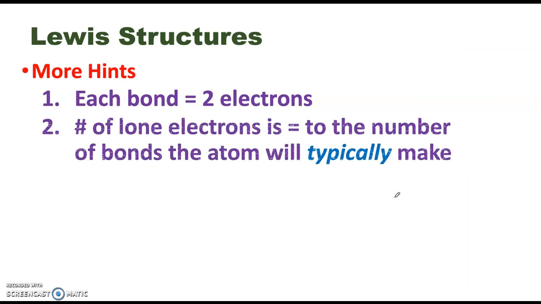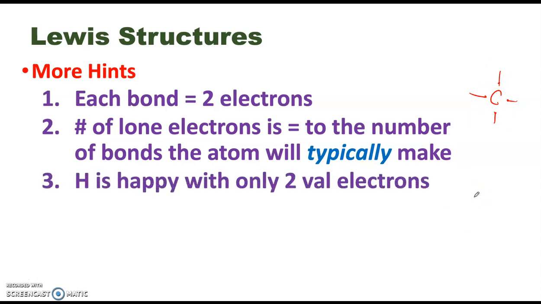Some more hints. Each bond represents 2 electrons. We already talked about that. The number of lone electrons is equal to the number of bonds the atom will typically make. So like I said, carbon has 4 lone electrons. It will end up making 4 bonds.